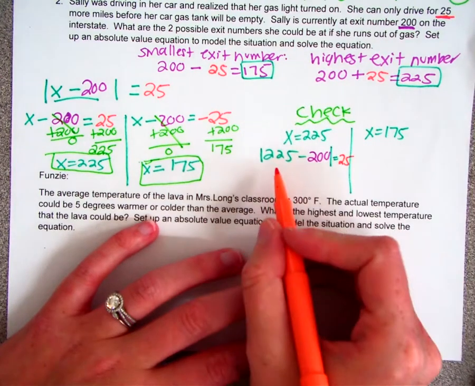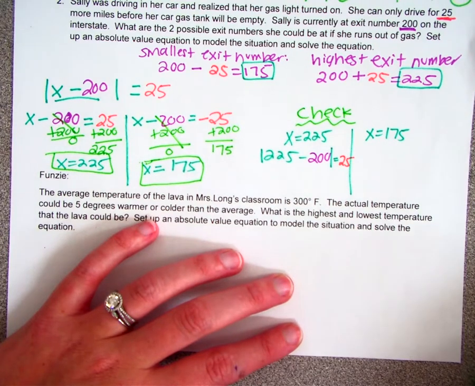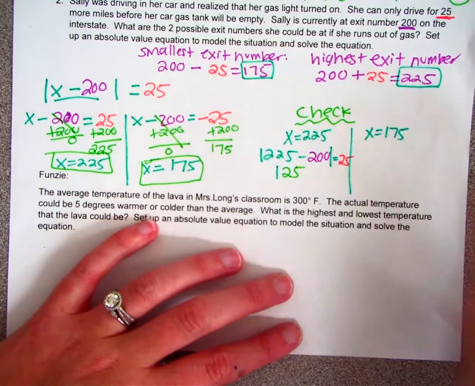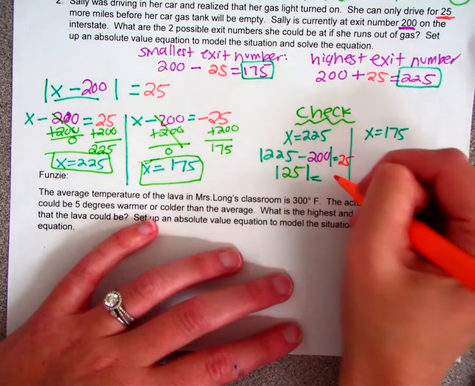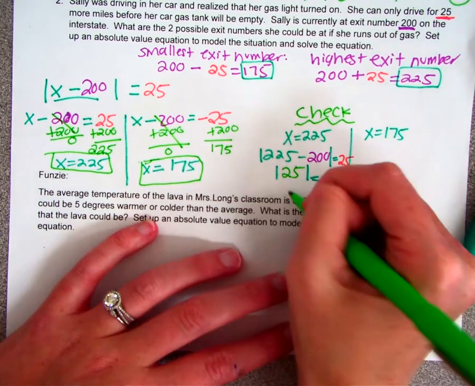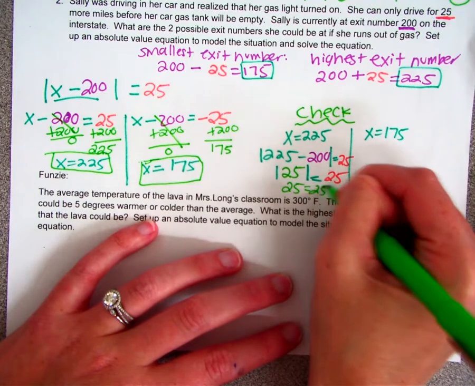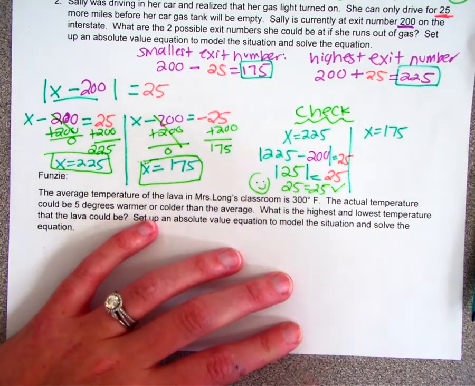All right, so let's see what happens. 225 minus 200 will give me 25. And the absolute value of 25, holy hot dog, is 25. So 25 will always equal 25. Yay! We got it right. So exciting. Nice, nice, you guys.